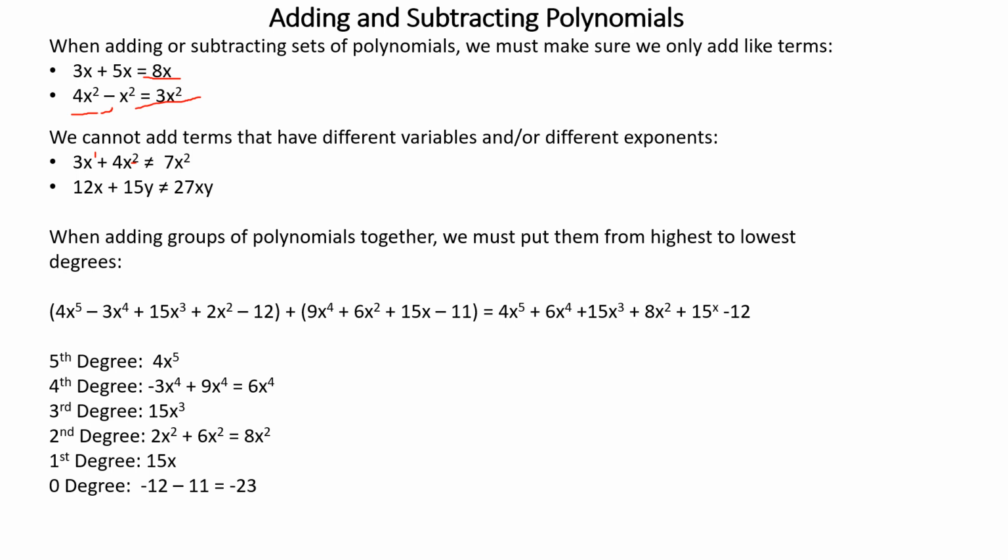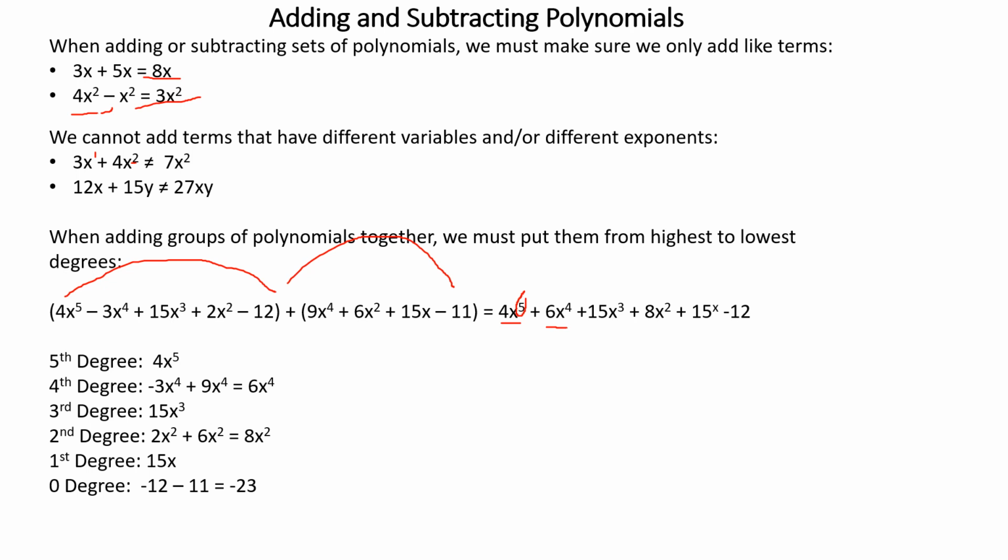And also, we talked about standard form, which goes from highest to lowest degree. I've got this series of 2 equations adding up. And notice, in the end, I have to put my highest degree first. Not the highest coefficient, but the highest degree, which is 4x to the 5th, followed by the second one, which is 6x to the 4th.